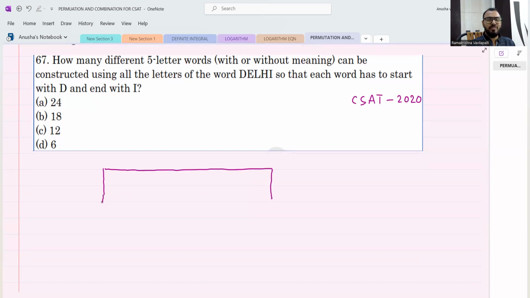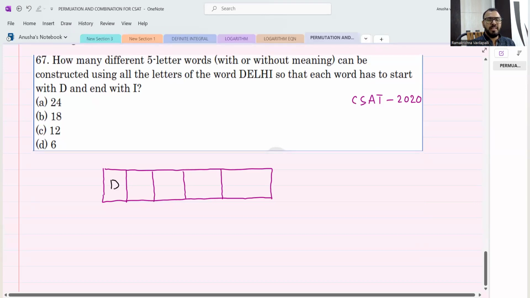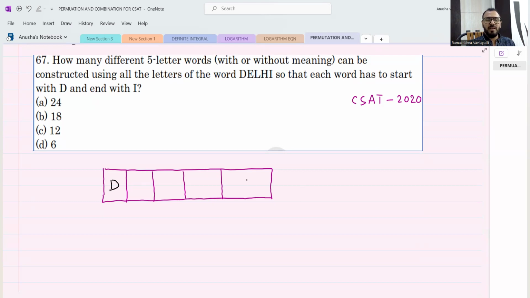Generally we should not write anything in permutations and combinations; everything is in symbolized form. So consider five boxes: 1, 2, 3, 4, 5. You read the question: the word has to start with D, so fix the D in the first place. And end with I, so fill the last box with I. Now D and I are fixed.